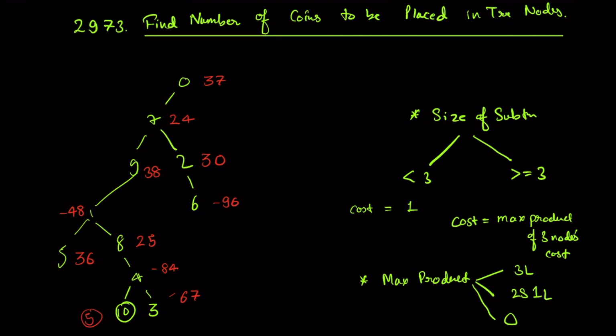So if we stand at a node, let's say you stand at 0, and then you check what is the size of the subtree. If the subtree is of size less than 3, then the placed coin will be of value 1. Else, if it is greater than or equal to 3, then the coin value will be equal to the maximum product of 3 nodes' cost. Whatever is the maximum product you get after multiplying 3 nodes' cost, that will be the value of the coin which you will place at that node.